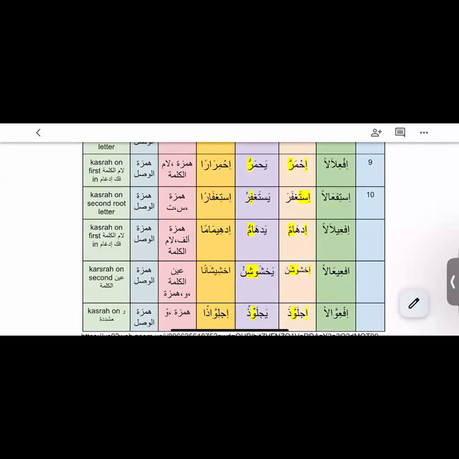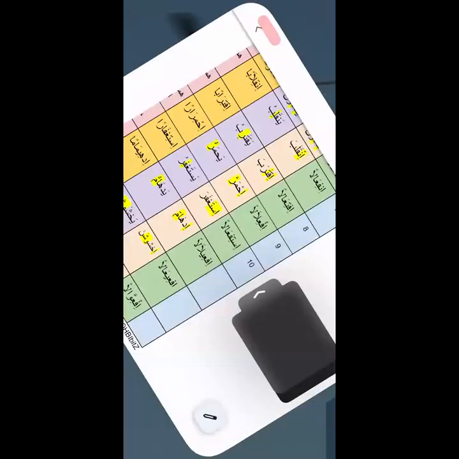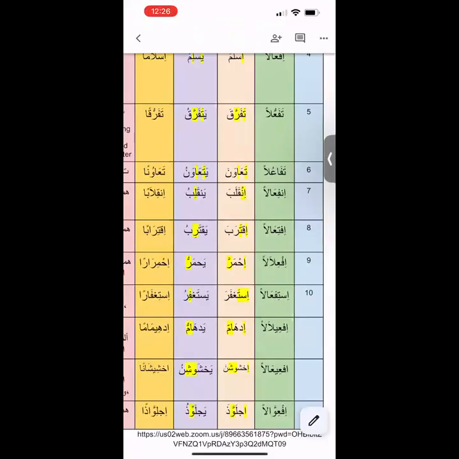Everyone with me so far? Alhamdulillah. So we got it. This table is for your consumption, and please make sure you make maximal use of it.